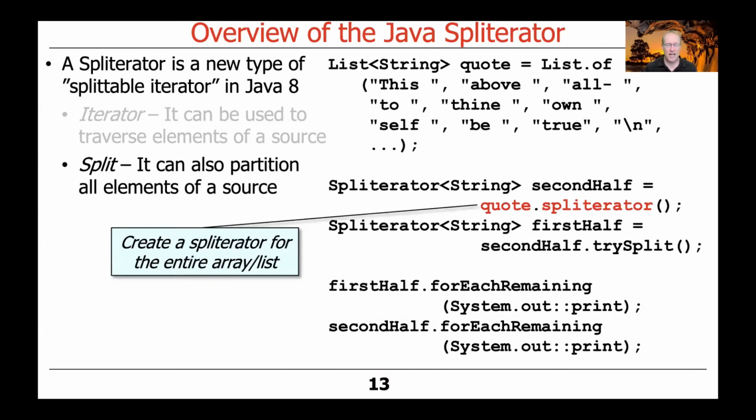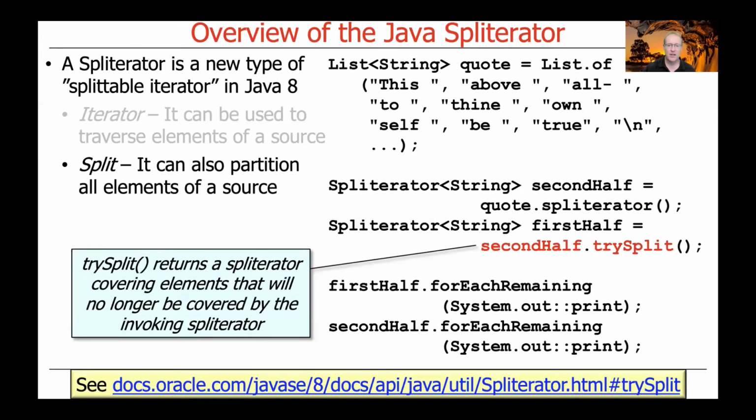So in this particular example, we show off how to use the trySplit method. The first thing we do is we get ourselves a spliterator, and I name this thing secondHalf, and you'll see why I call it secondHalf in just a moment. secondHalf starts out with a spliterator that covers the entire range of the list. The next thing we do is we call this trySplit method on secondHalf. And what that does is it returns a spliterator which will cover elements in the underlying collection that are no longer covered by the spliterator that invoked it.